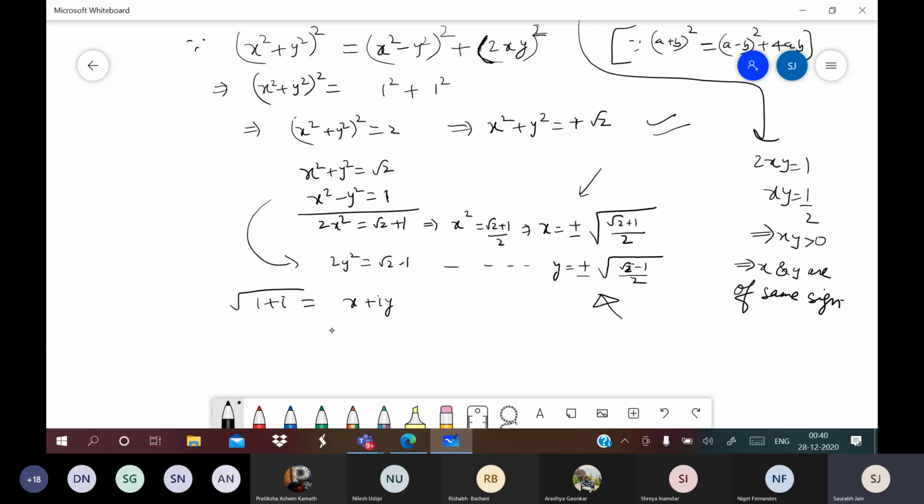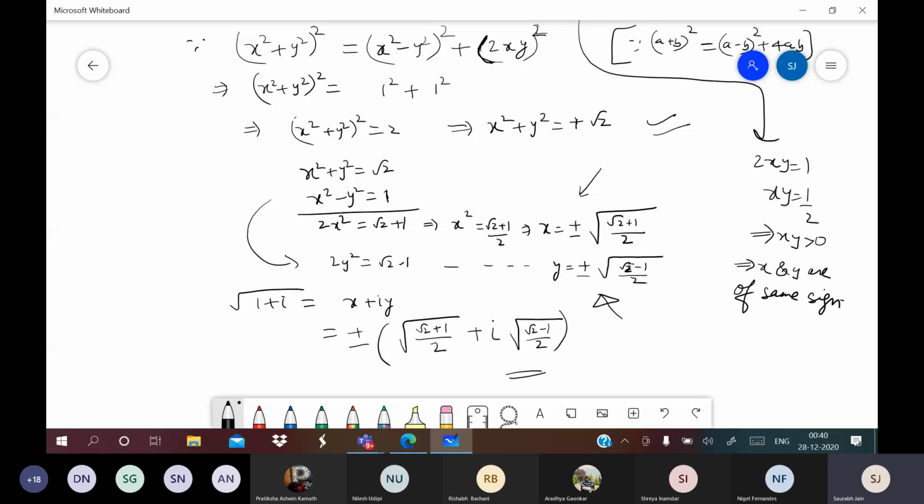So how to do this? I will be using plus minus outside, okay? I will be using plus minus outside. It is root of (root 2 plus 1) by 2. This is in place of x, then I put a plus sign, then iota, and then this value.